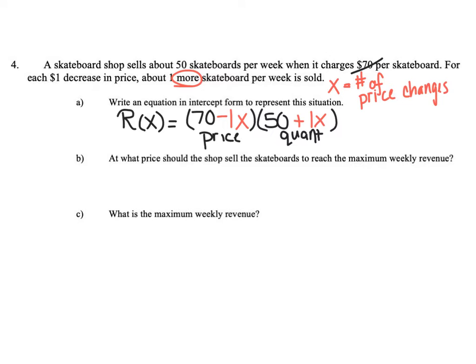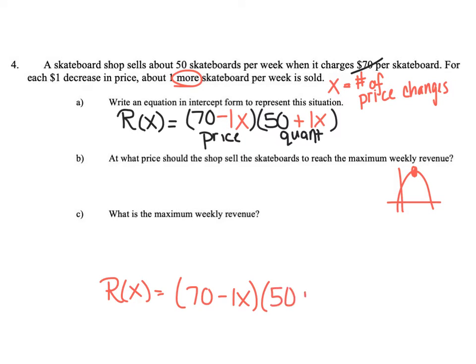At what price should the shop sell the skateboards to reach the maximum weekly revenue? If I change this to standard form, you'll see it's going to be a parabola that opens upside down. I need to find the vertex to answer the remaining questions. So to give myself some space, I'm going to continue down here and convert my function into standard form. The 70 minus 1x and the 50 plus 1x.